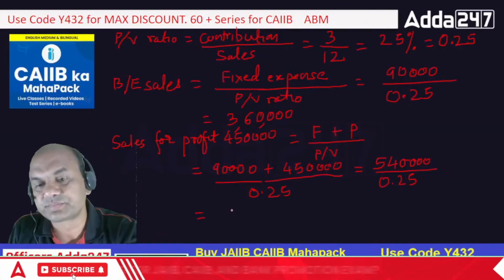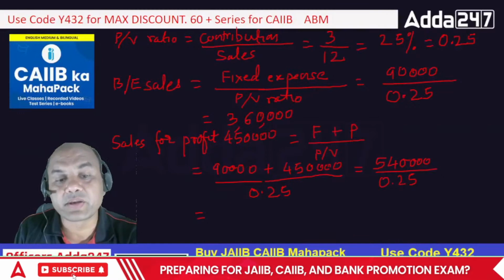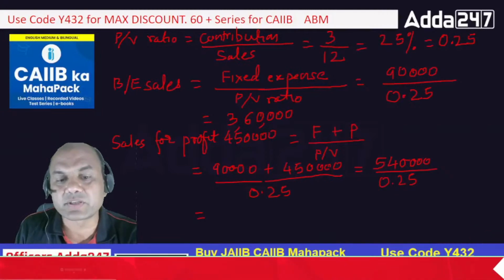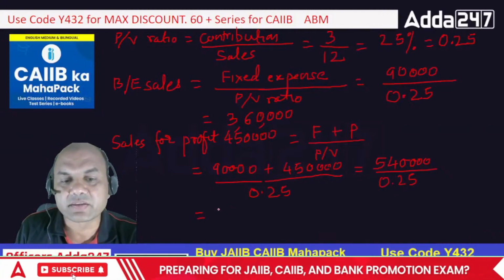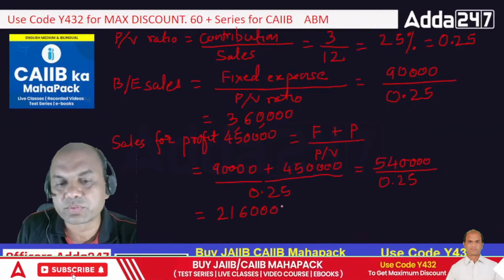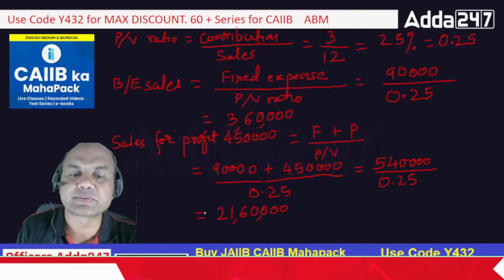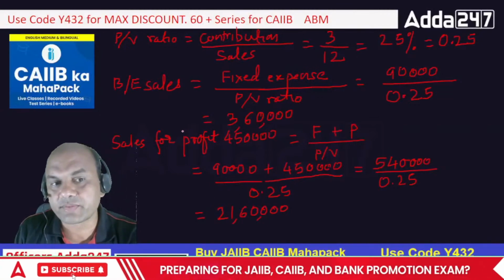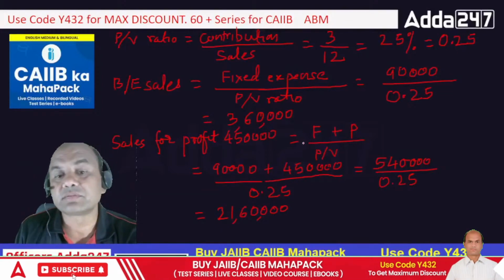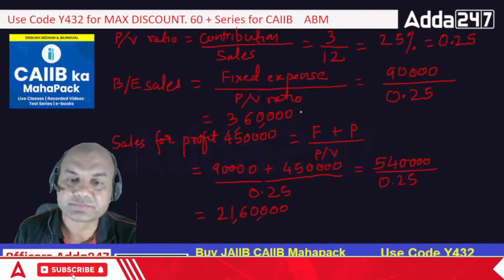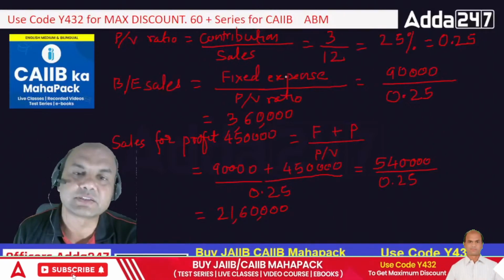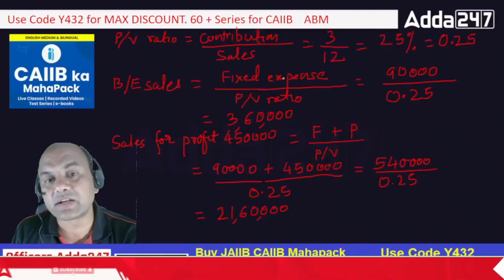So what is the answer over here now? Do the calculations. It is a very huge figure, isn't it? It is 21 something. I am getting this as 21,60,000. This much rupees of sales are required if I have to get a profit of 4,50,000. Problem was difficult, but once you understand the formulae, the problem becomes very easy. Only the point is you must understand the formulae.